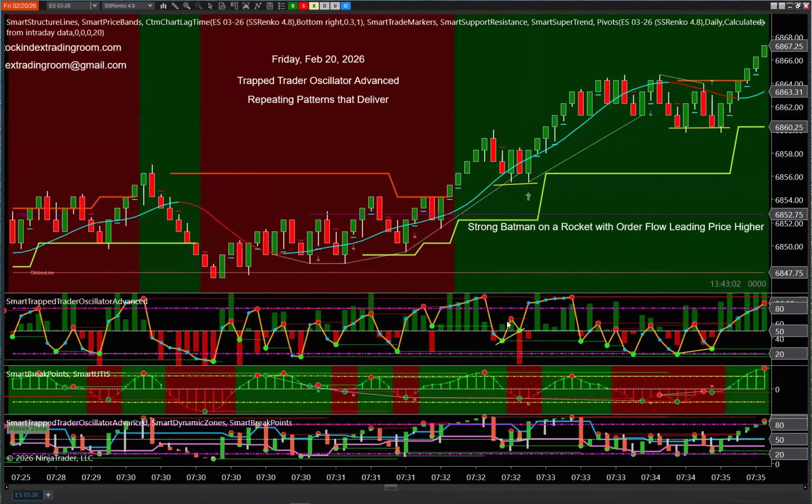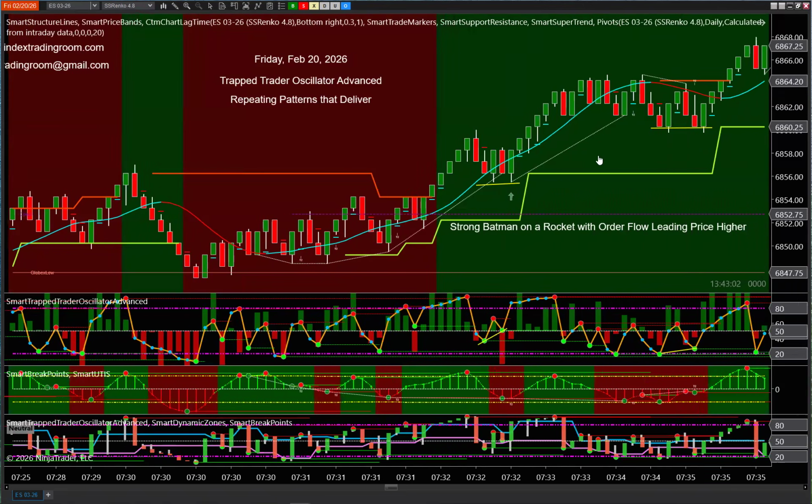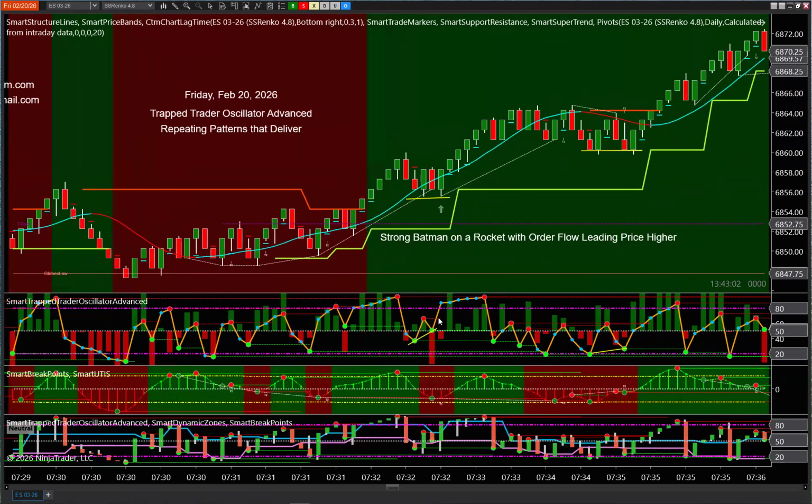I could ask you which way is that going, and you would say up. And a lot of you would be surprised. Really? Yeah. Anyway, this is just a breakout. This is a breakout rocket. It's a strong Batman with lead out on a rocket, and it's an insanely good market entry signal. Whether you want to get in and hold it, or get in and chop trade, it's up to you.